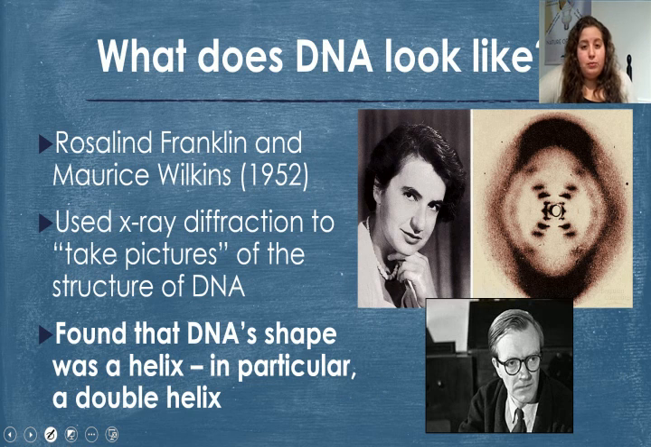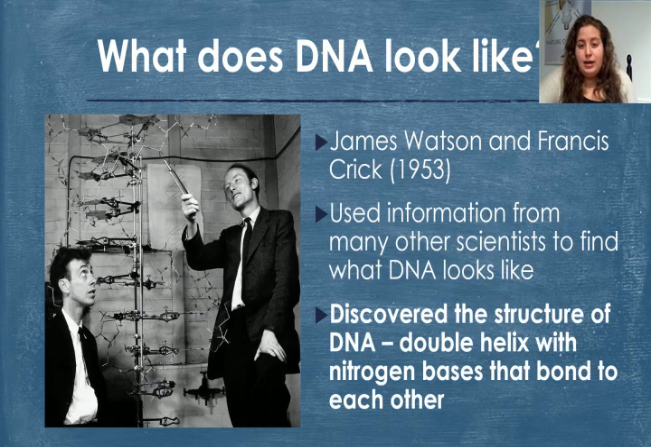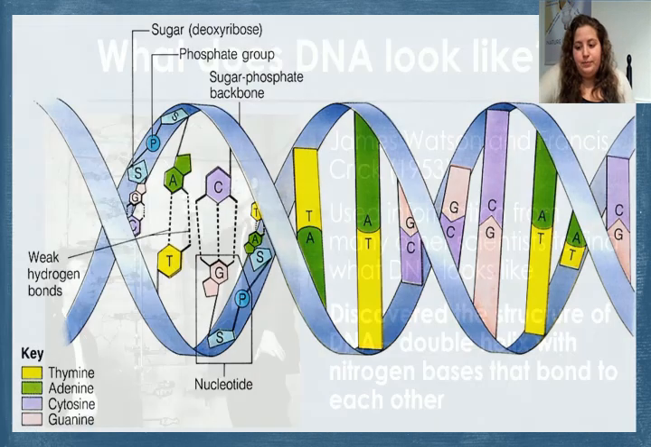Rosalind Franklin and Maurice Wilkins at the same time were using X-ray diffraction to take pictures of the structure of DNA. And their pictures pretty much said that DNA was a helix, but it was a double helix. Right down the hall from them, at a Cambridge lab, were James Watson and Francis Crick, and they were the guys who eventually solved the puzzle. They took the information from Linus Pauling, from Chargaff, and from Franklin and Wilkins, and they put it all together to create the structure of DNA that we now know. The double helix with the bases that bond to each other.